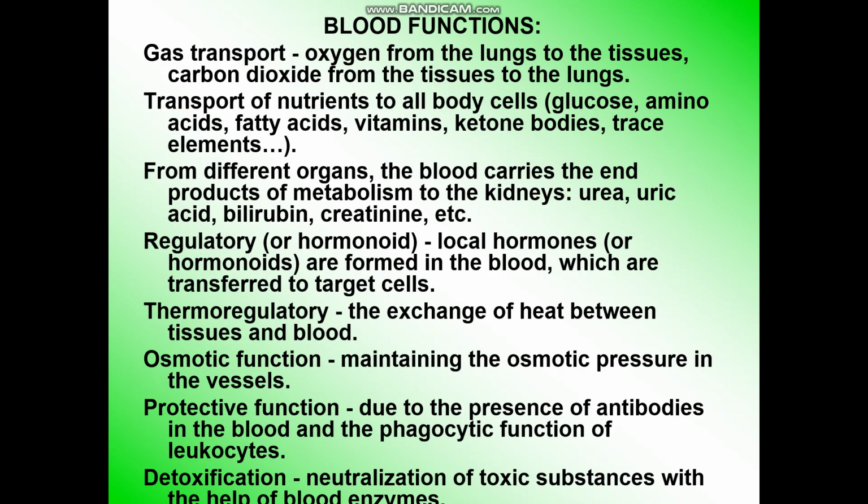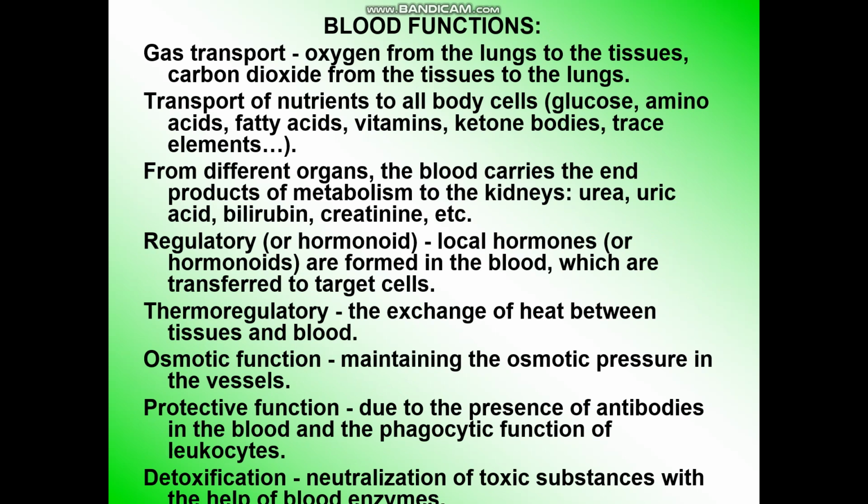Blood function: the first, gas transport, oxygen from the lungs to the tissues, carbon dioxide from the tissues to the lungs. Transport of nutrients to all body cells: glucose, amino acids, fatty acids, vitamins, ketone bodies, trace elements. From different organs, the blood carries the end products of metabolism to the kidneys: urea, uric acid, bilirubin, creatinine.